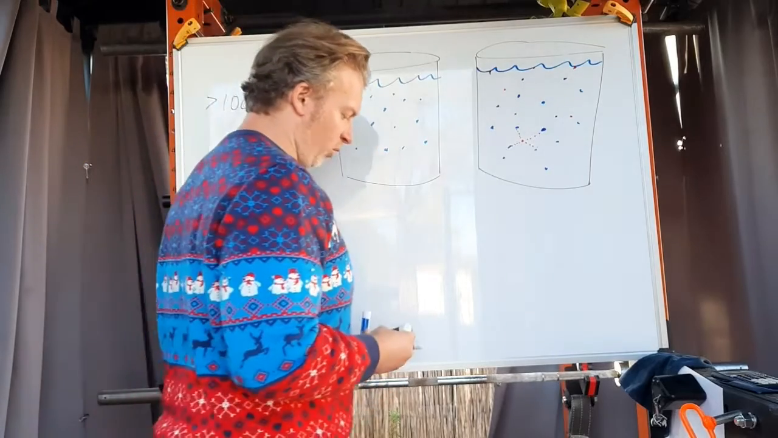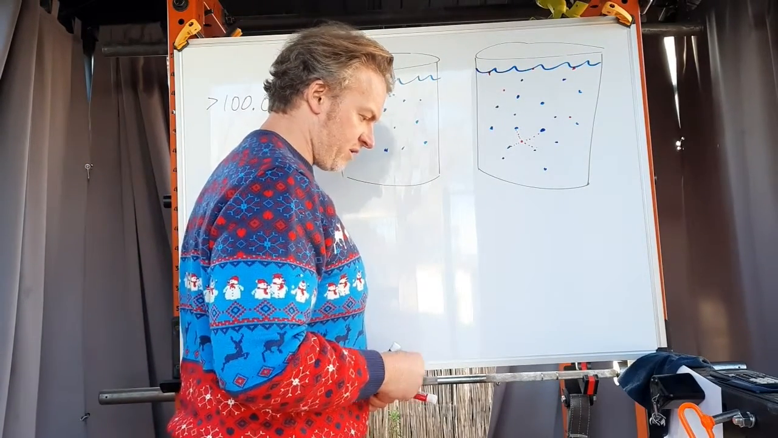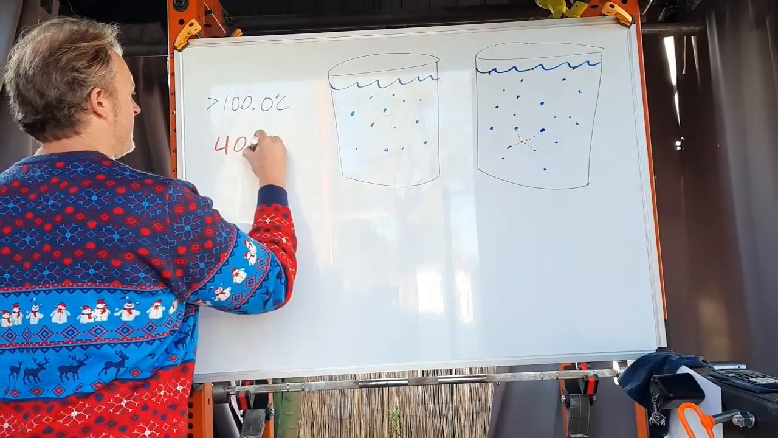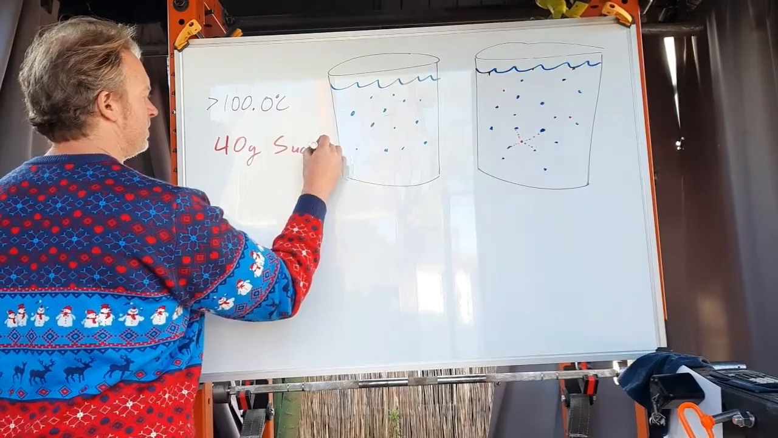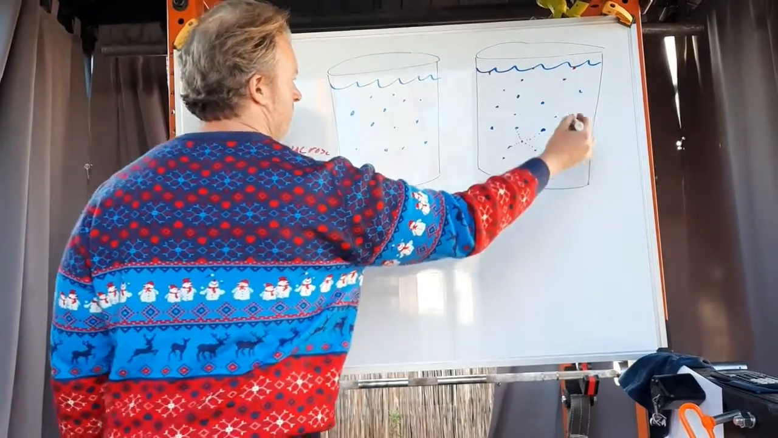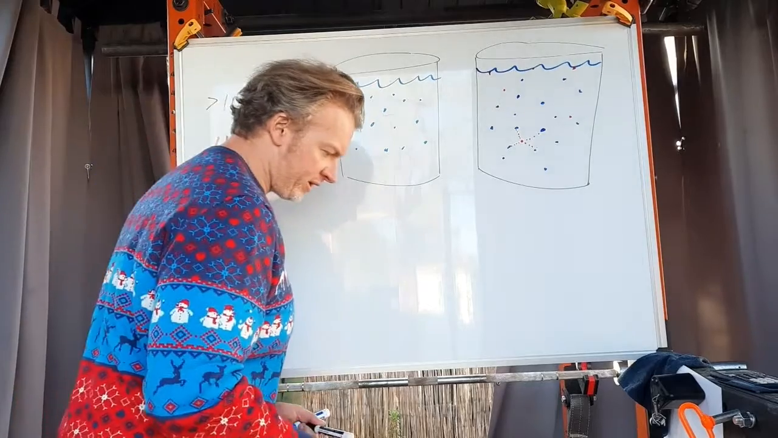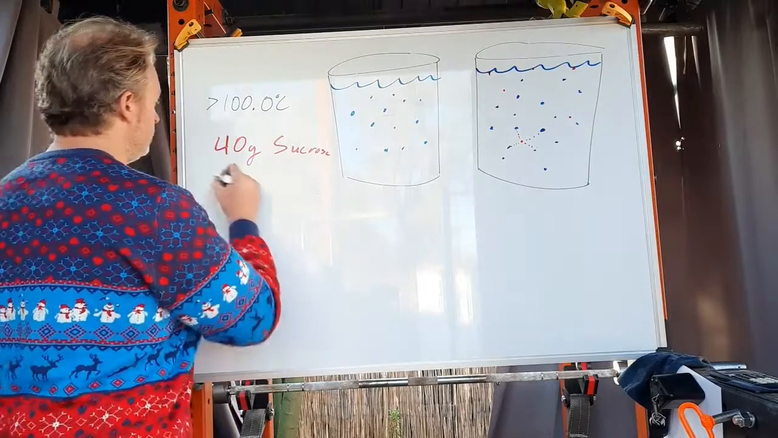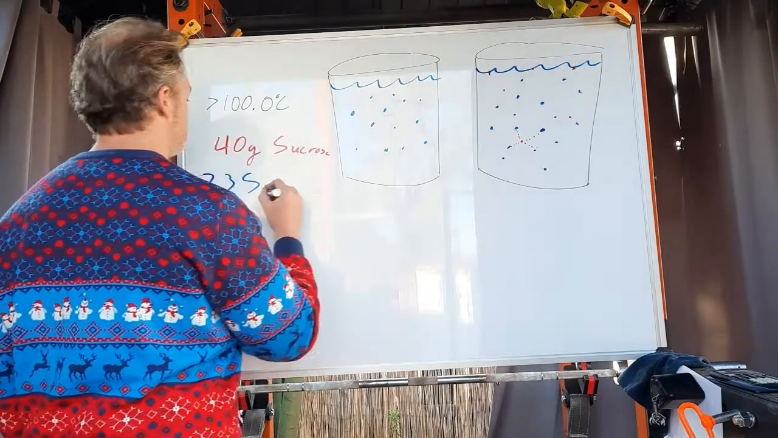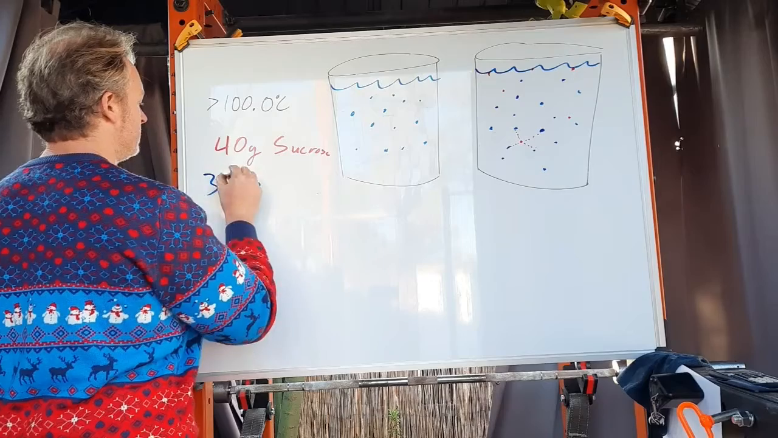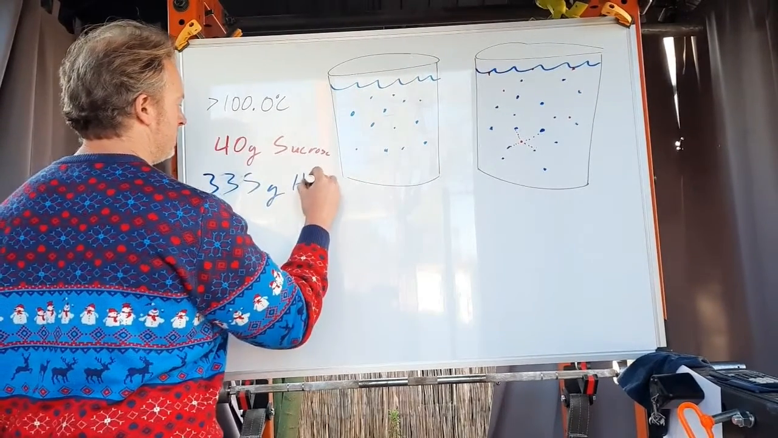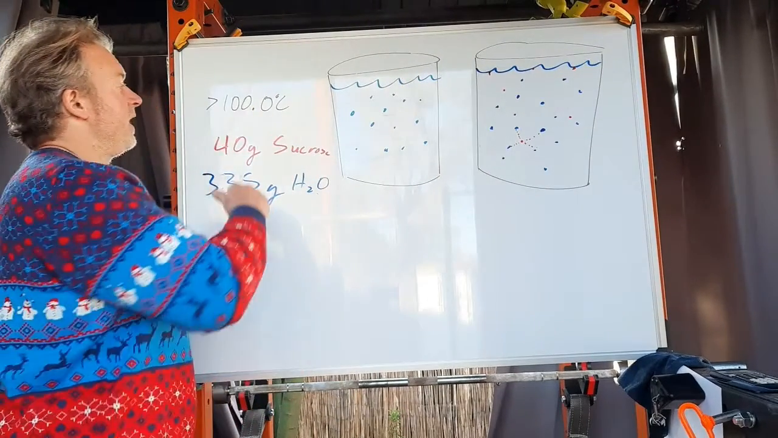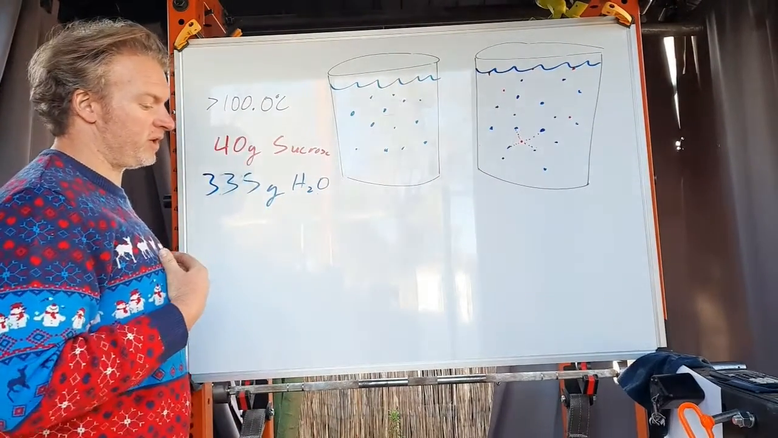All right, we have 40 grams of sucrose. I'm going to put that in red as a reminder that red is what these dots are. And we have 335 grams of water. I'm going to write that in blue because water's blue. And again, we're trying to find what the boiling point is. It's going to be above 100.